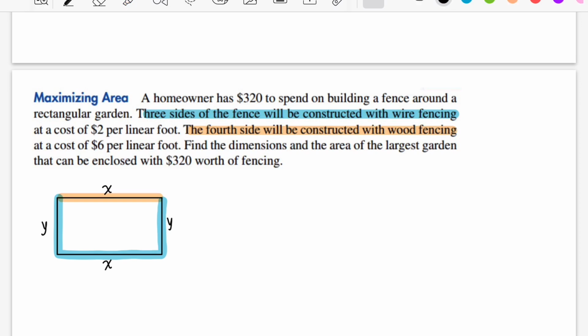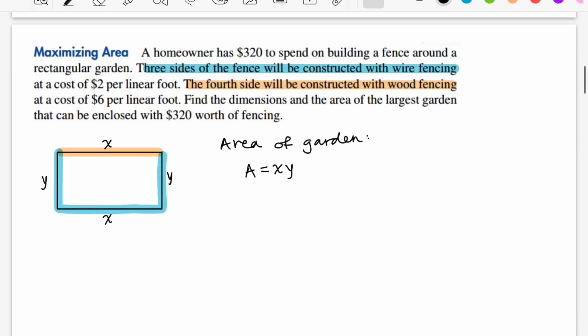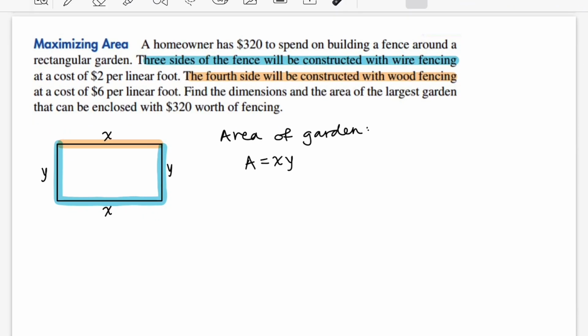Now we know that an equation to connect these variables is going to be the area of the garden. And so that'll just be x times y. We also know that the cost to build this fence is going to be the cost of this side, plus this side, plus this side, plus this side.